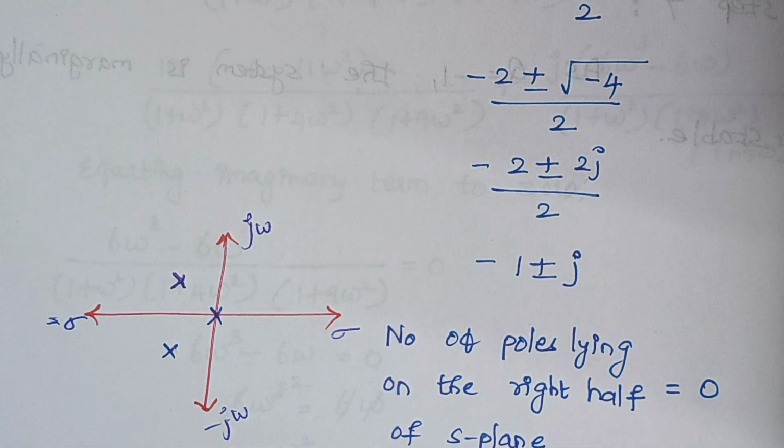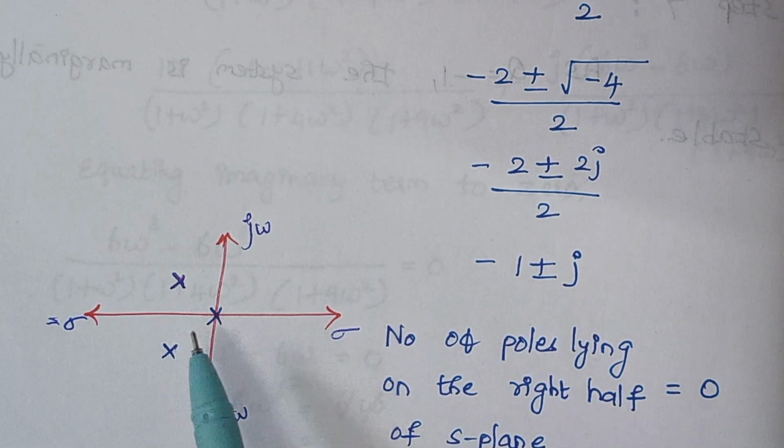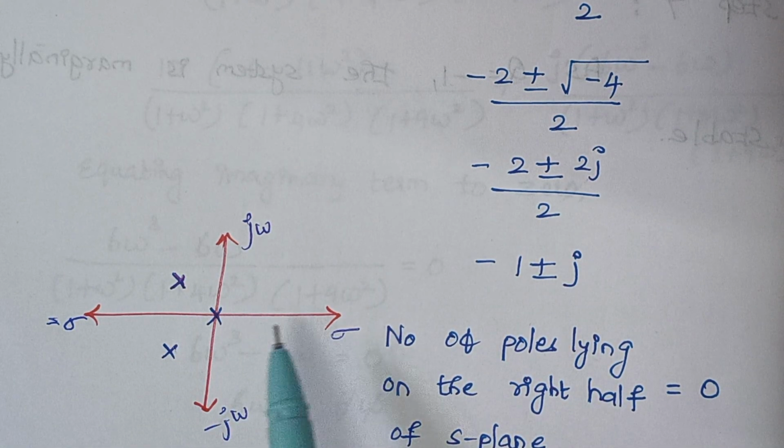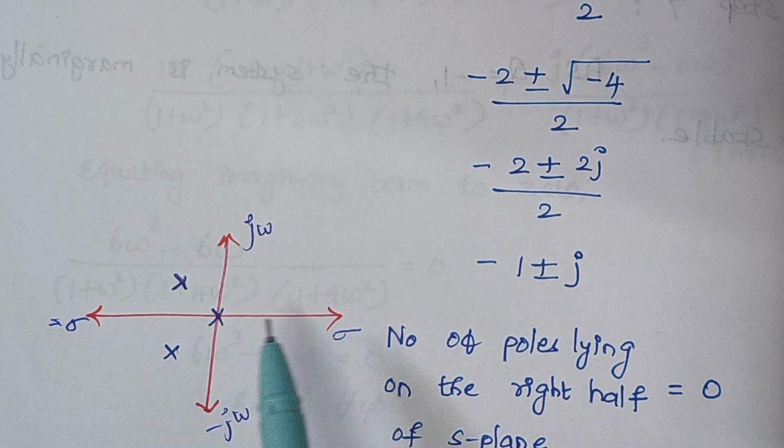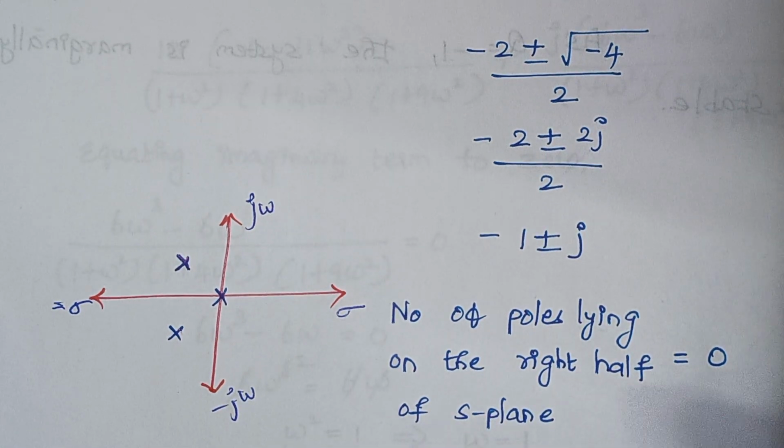So now tell me whether we are having any roots on the right side of the S-plane. This is the right side of S-plane and this is your left side, right? No poles are lying on the right hand side. So just write it as: number of poles lying on the right half of the S-plane is 0.